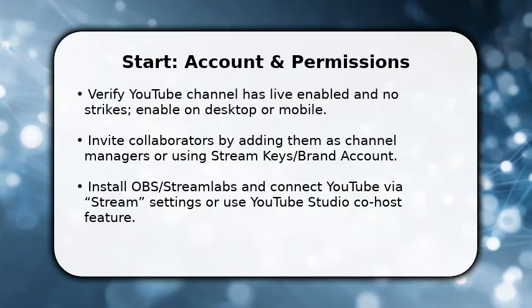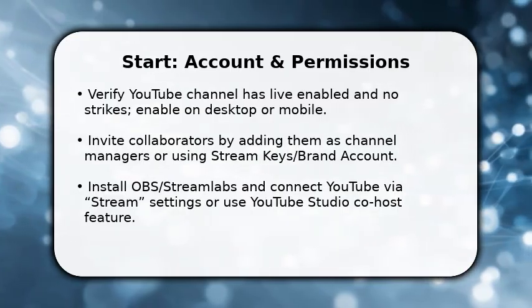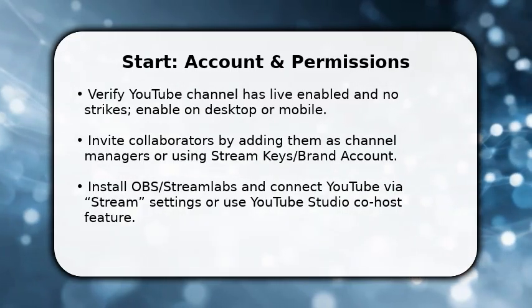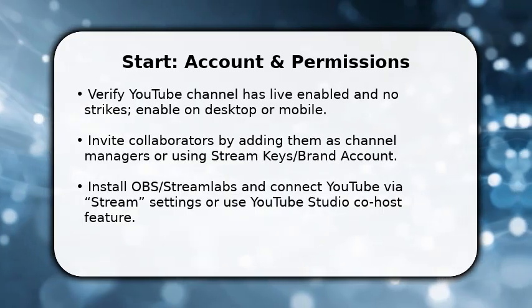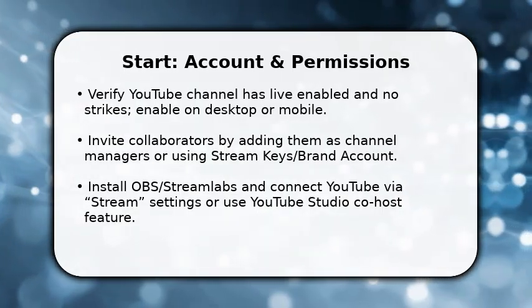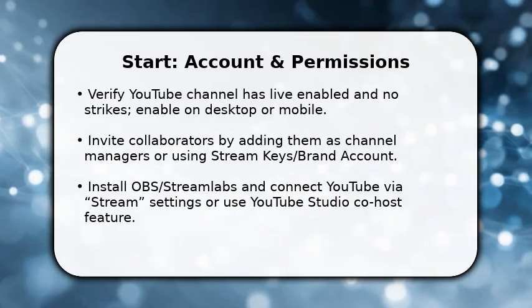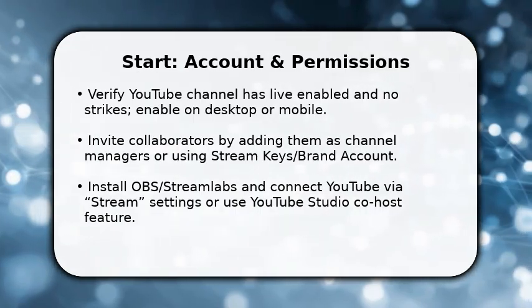You'll begin by confirming Live is enabled on your channel and that invited co-hosts have manager access. Next, open YouTube Studio and choose Create → Go Live to start a session. This gives you a stream key and invite link.